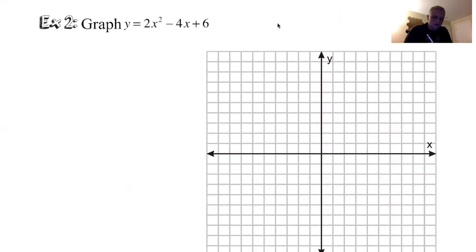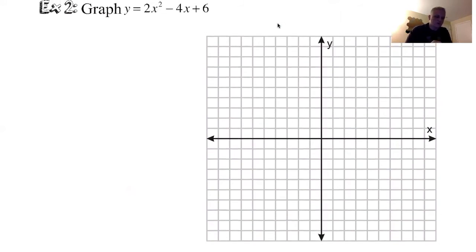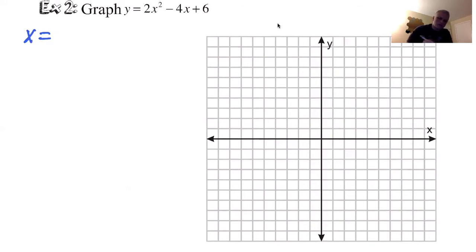Example numero dos. The x coordinate of my vertex is going to be the opposite of b. So A is 2, B is -4, C is +6. What is the opposite of B? The opposite of -4 is +4, over 2 times A, which is 2. Nice. So that means the x coordinate is 1.